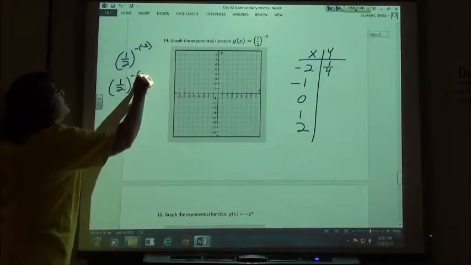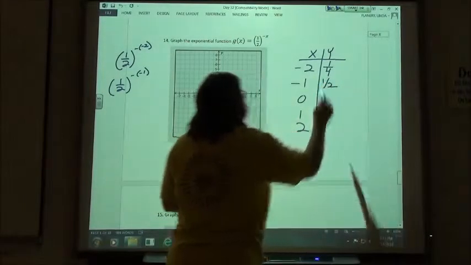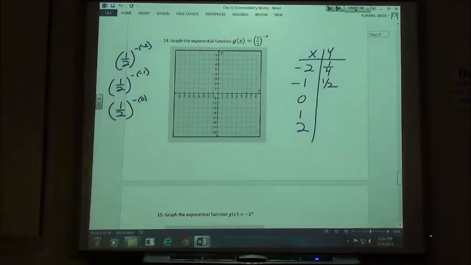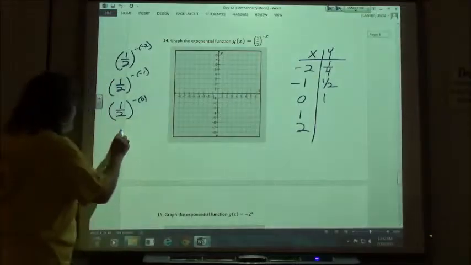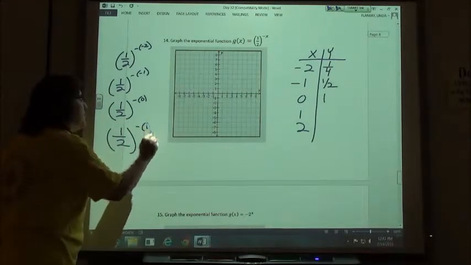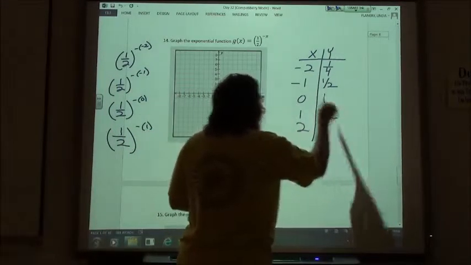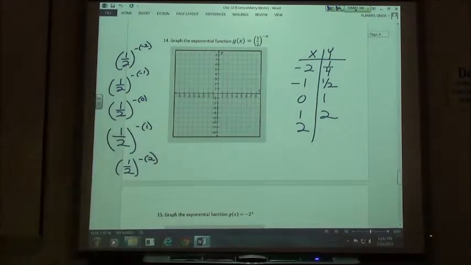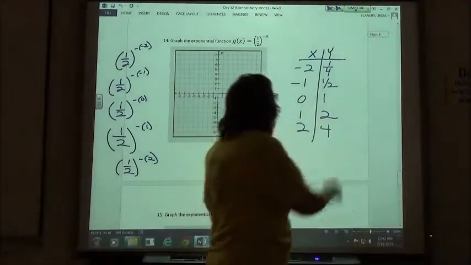1/2 to the minus -1 power would be 1/2. 1/2 to the minus our 0 power, which won't make any difference. 1/2 to the 0 power is 1. Anything to the 0 power is 1. 1/2 to the -1 power then is going to be 2. The reciprocal of 1/2 is 2 over 1. And 1/2 to the -2 power would be 4. The reciprocal would be 2, and 2 squared is 4.